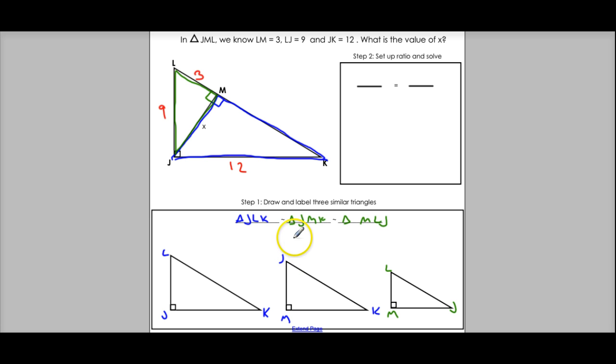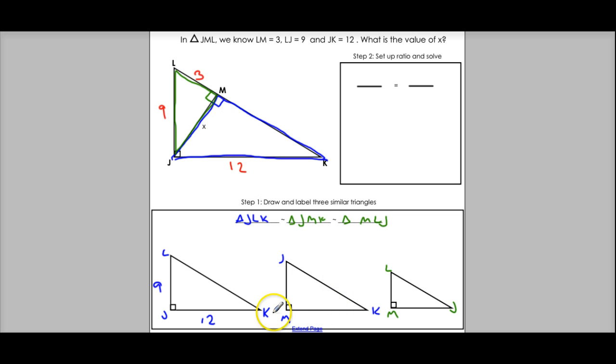Now we're not done yet. Now we have to label our sides. And then since they're similar, maybe we could do some solving. So let's do some labeling, okay? So JL is 9, JK is 12, and do we know the whole length of JLK? No, we just know this part, so we're going to leave that blank. So we have 9 and 12.